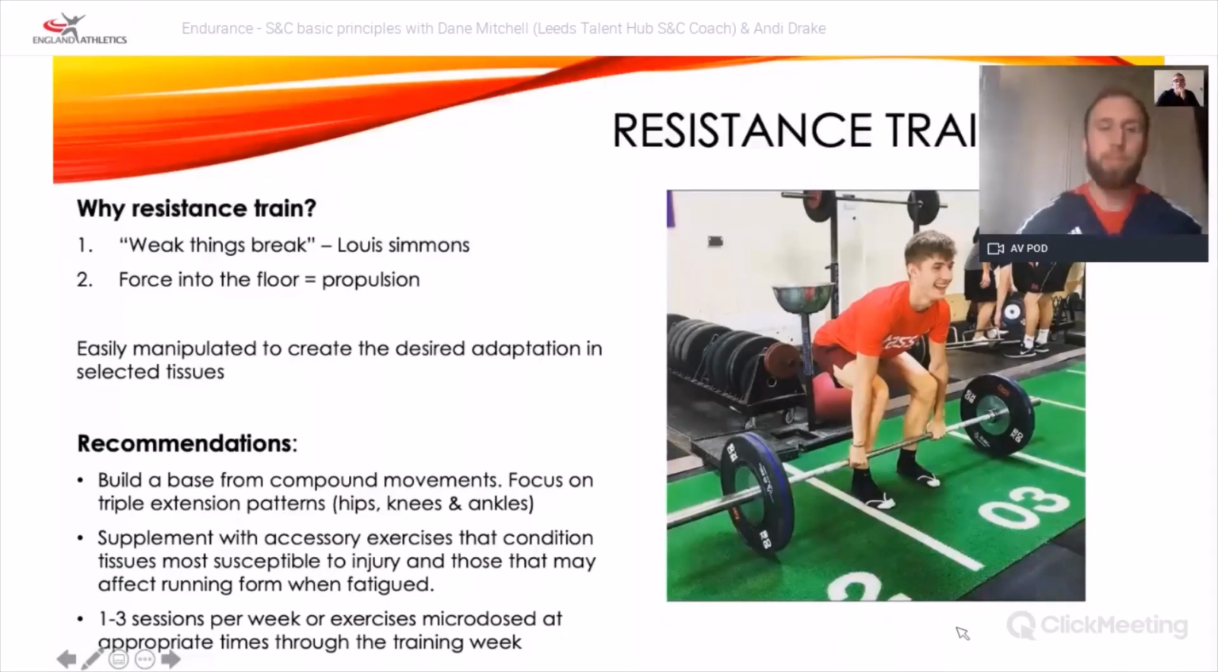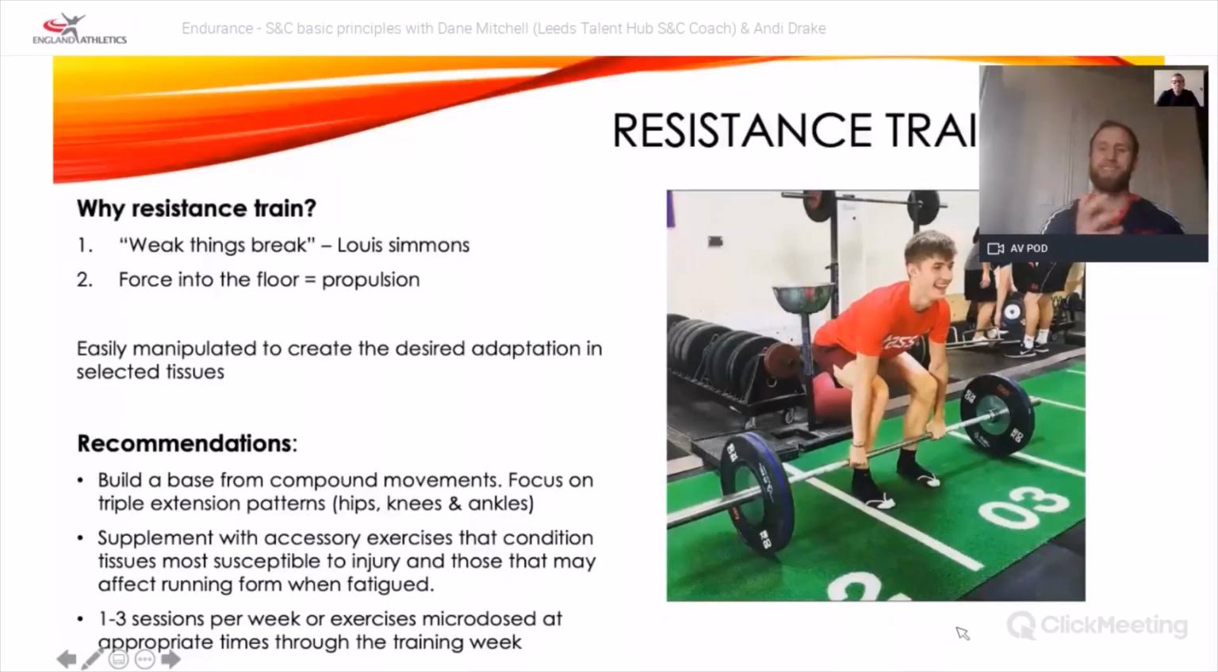So I kind of categorize accessory exercises into exercises that condition, made up a new word, that condition tissues susceptible to injury, and tissues that may affect running mechanics when fatigued as well. So I think we can all know a few of those kind of things as well.